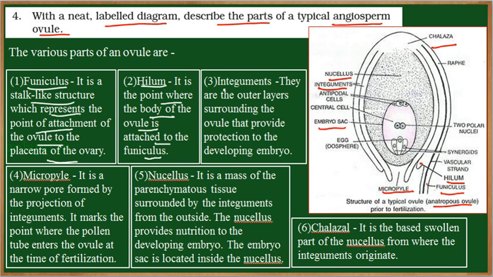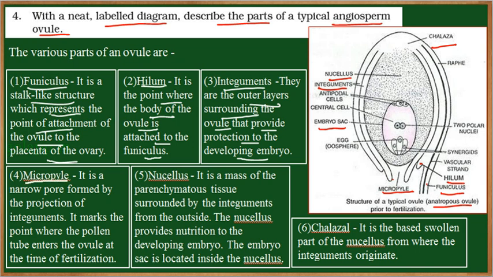The next one is integument. They are the outer layers surrounding the ovule that provide protection to the developing embryo. So here there are two integuments, the outer and the inner. So the entire ovule is surrounded by integument. Right from here, the two layers will cover the entire ovule so that the embryo which is developing inside the ovule would be protected. So the main function of integument is to provide protection.